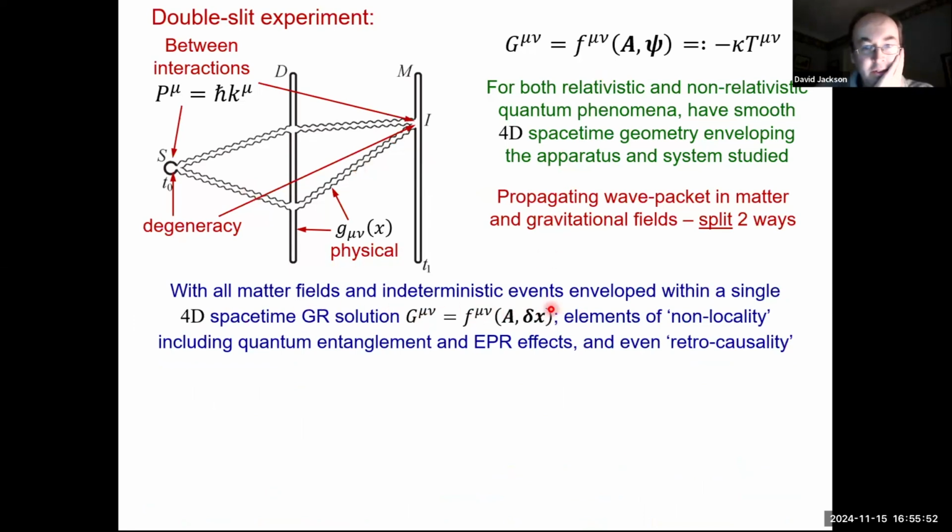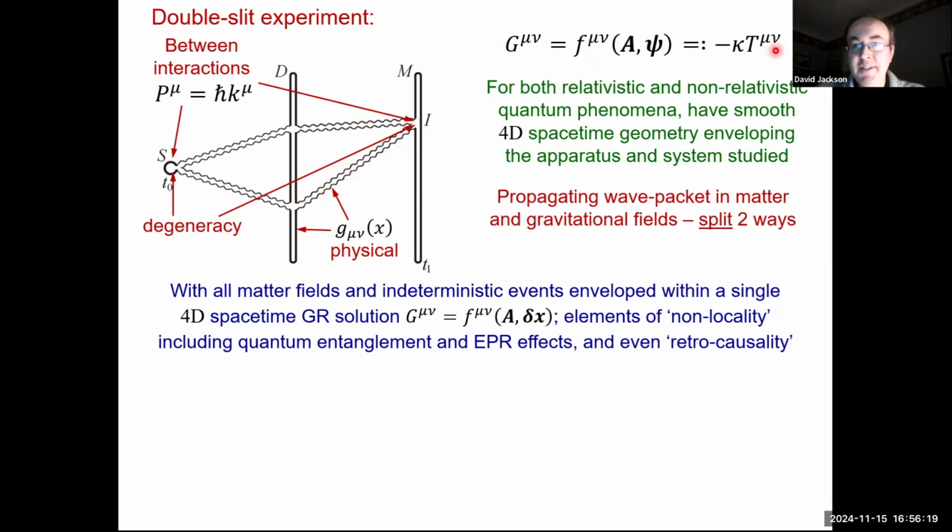So all matter and all indeterministic events are enveloped within a single four-dimensional space-time geometry. There are elements of retrocausality in this. That's because you might say, well, when these wave packets emerge, how do they know that they have to go in the same direction to converge at this point? Well, these aren't really wave packets in, say, just the electromagnetic field going through a flat space-time. This is actually the shape of the space-time geometry itself.